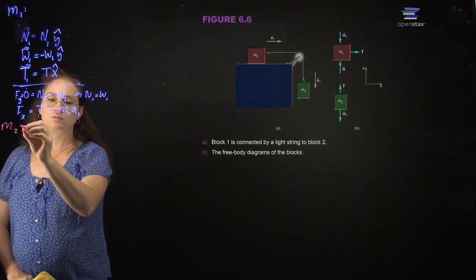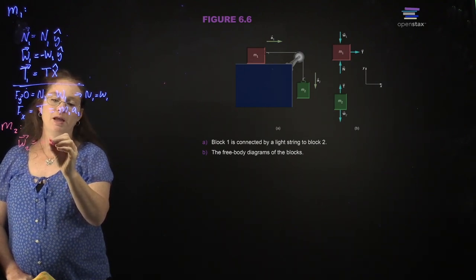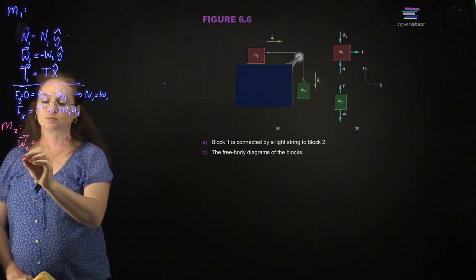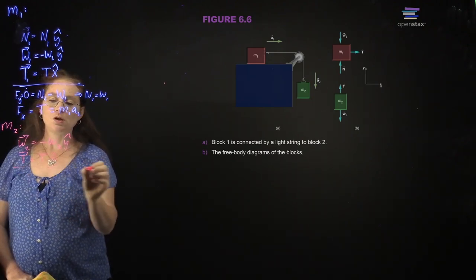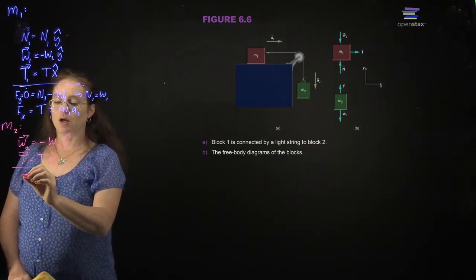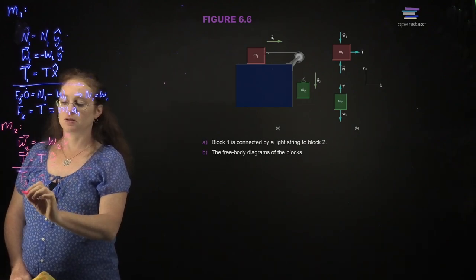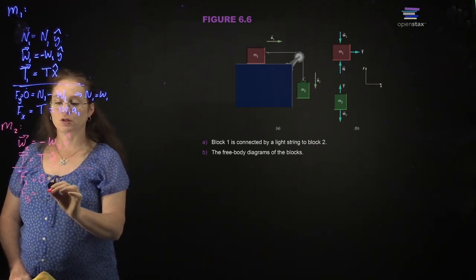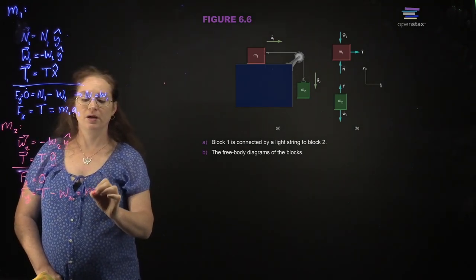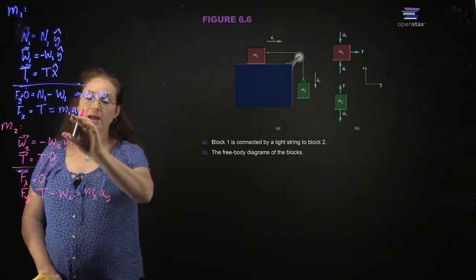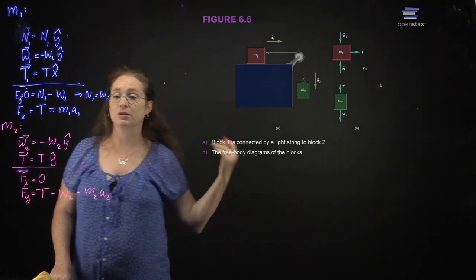All right, now we're going to do the same analysis for block 2, mass 2. We have the weight 2 equals the magnitude of weight 2 in the negative y hat direction. The tension equals the magnitude of the tension in the positive y hat direction. Those are the only forces acting on the block. We can add them up, and the net force in the x direction is easy because it's zero. There are no forces that act in the x direction. The net force in the y direction is equal to the tension minus the weight, and this is equal to m2a2. The magnitudes of a2 and a1 are equal. The directions of the accelerations are different, but the magnitudes are equal.